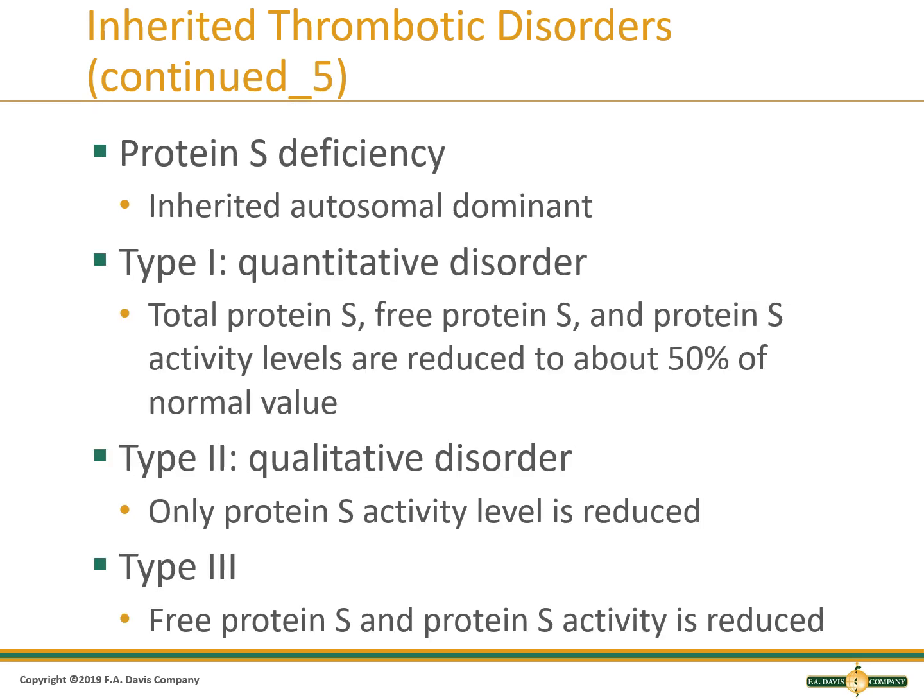Another inherited thrombotic disorder is protein S deficiency. That is inherited autosomal dominant. You have type 1, which is a quantitative disorder where total protein S, free protein S, and protein S activity levels are reduced to about 50% of their normal value. Type 2 is a qualitative disorder where only protein S activity level is reduced. Type 3, free protein S and protein S activity is reduced.